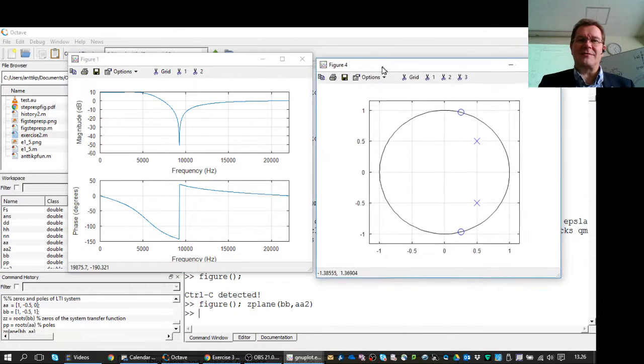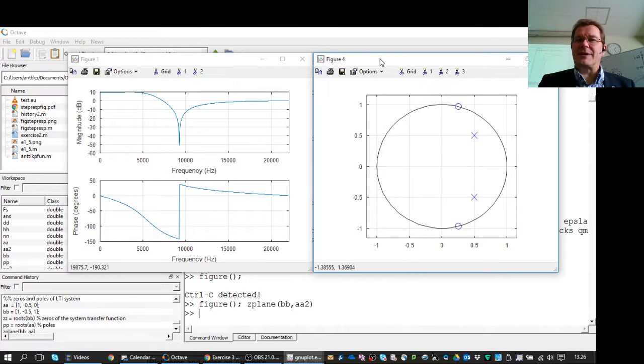All right. So now we have these two figures here. On the right hand side there's the complex plane, zeros and poles. On the left hand side, the top figure is the magnitude response, and the bottom figure is the phase response. So what we can tell: it's a low pass filter, but it's not the best one.